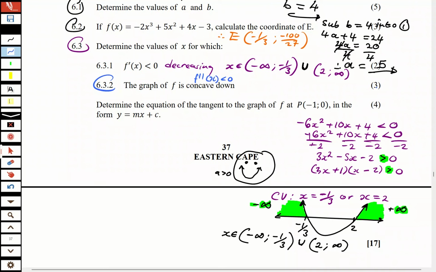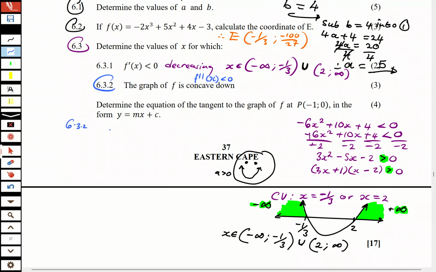It is for 3 marks. Ne? So it means if it is for 3 marks, they are going to mark you for taking the first derivative. They are going to mark you for taking the second derivative. And then the 1 mark is what? For the final answer. So always don't jump into conclusions, guys. Take this step by step.